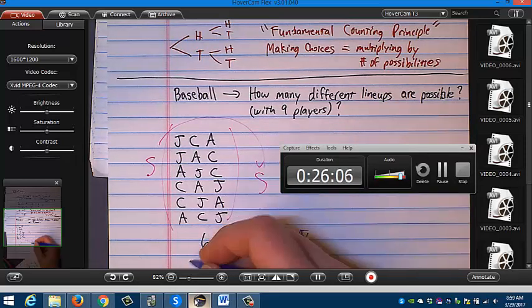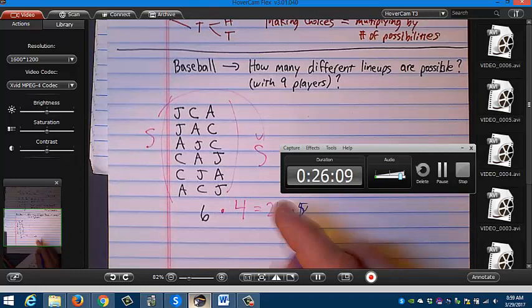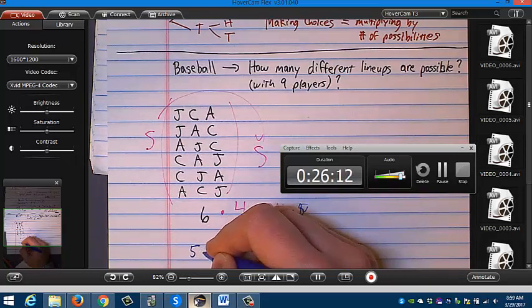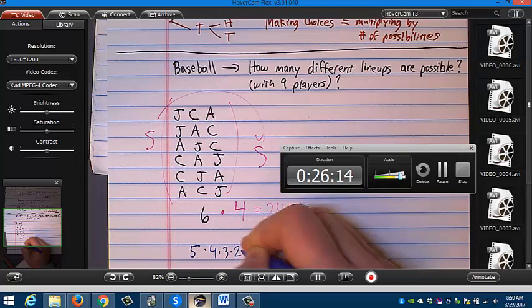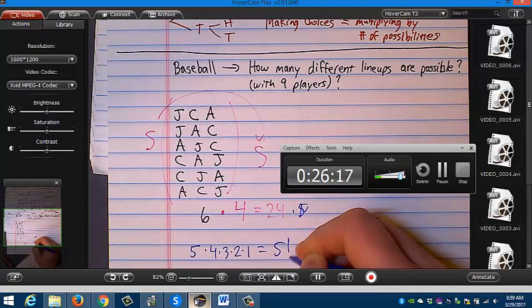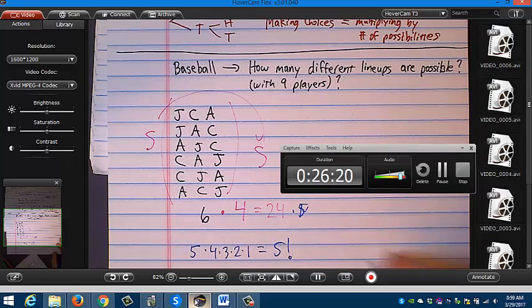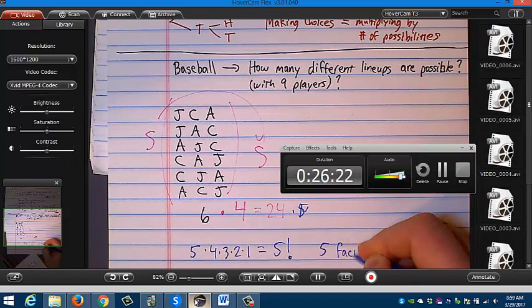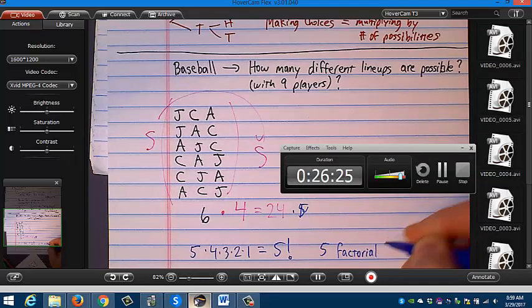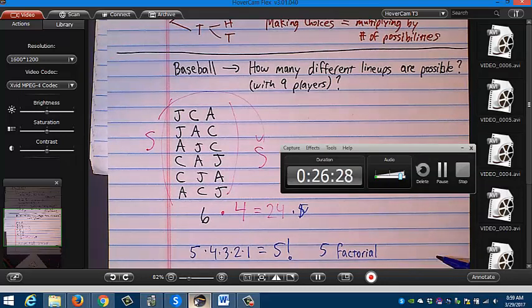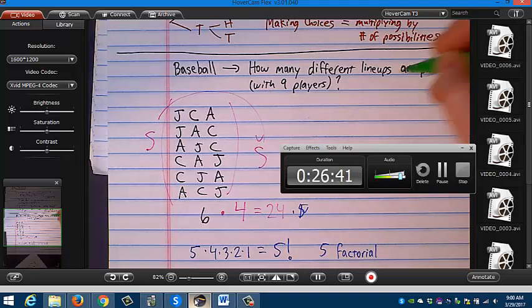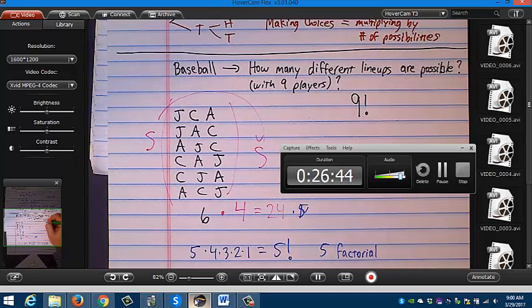So there's a mathematical symbol for that, right? This 5 times 4 times 3 times 2 times 1, we write it this way. It's called 5 factorial. Thanks for helping, guys. 5 factorial. It's not 5! Sometimes people think that's what, but it's not. It's 5 factorial. All right? And so on the calculator, we can now compute how many different lineups are possible with 9 players. It would be 9 factorial, whatever that means.